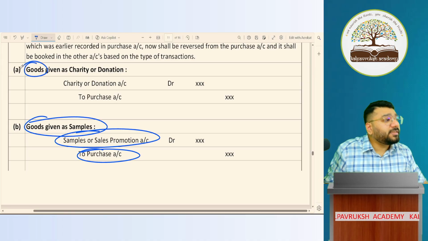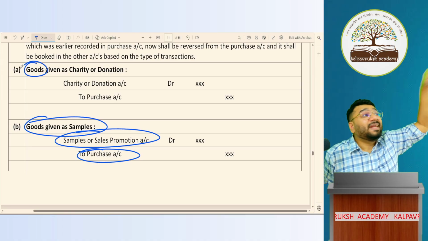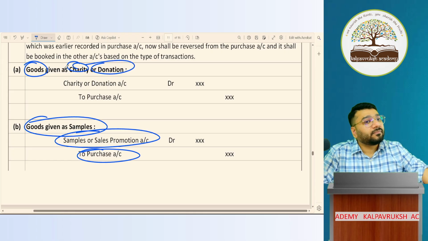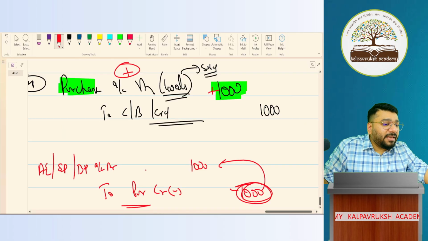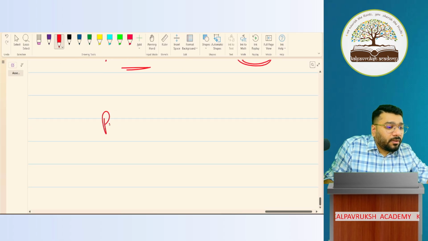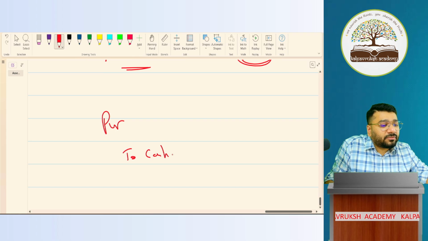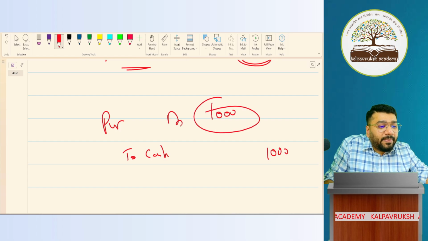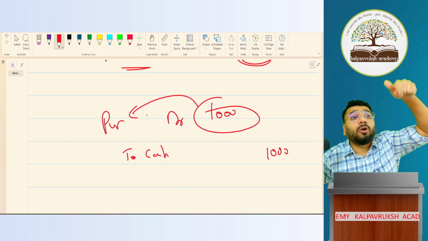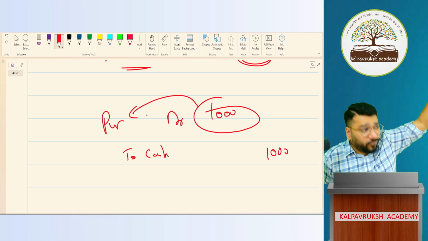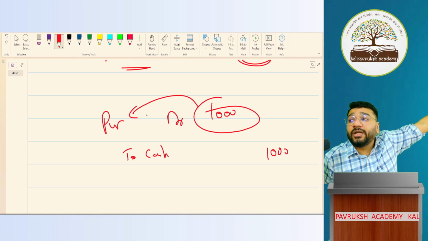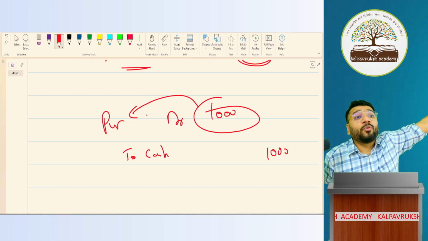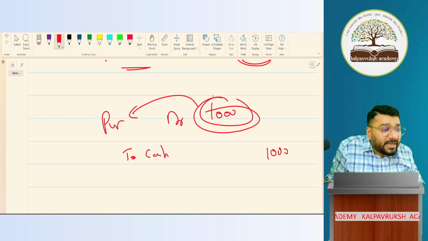Next, goods that you purchase with the intention to sell, instead of selling, you gave as a charity donation. Purchase, same entry. What entry? Purchase account debit to cash. This 1,000 rupees was allowed to be recorded in the debit of purchases as expenditure because you promised to sell. You promised to sell. Did you fulfill the promise? Instead of selling, what did you do? You distributed as donation. You have broken your promise. So can this 1,000 remain in purchase account?